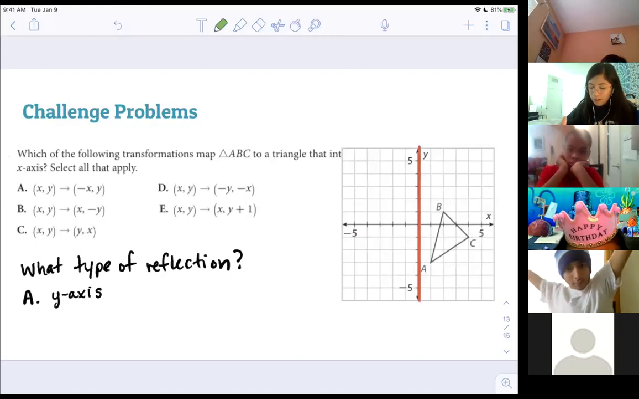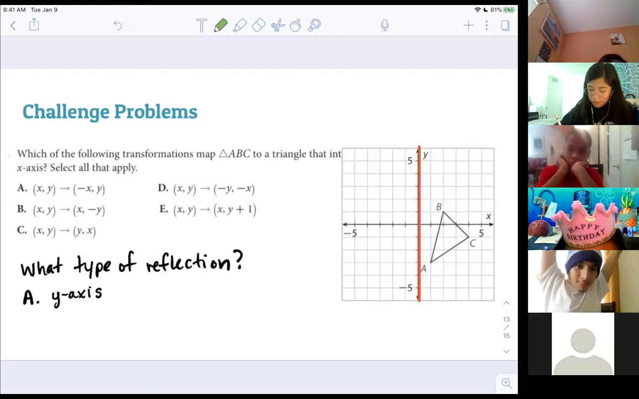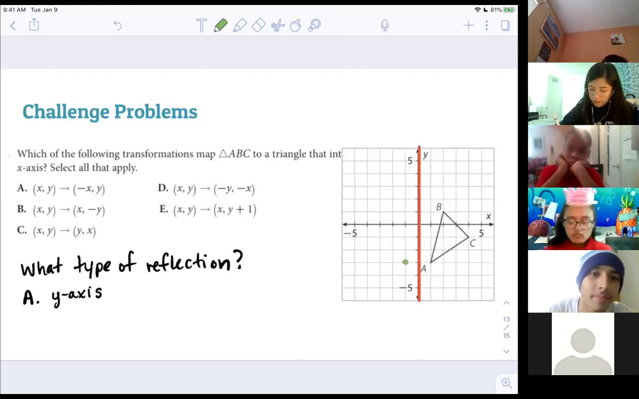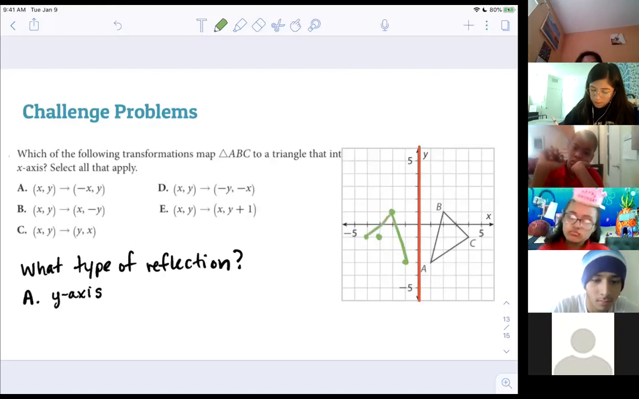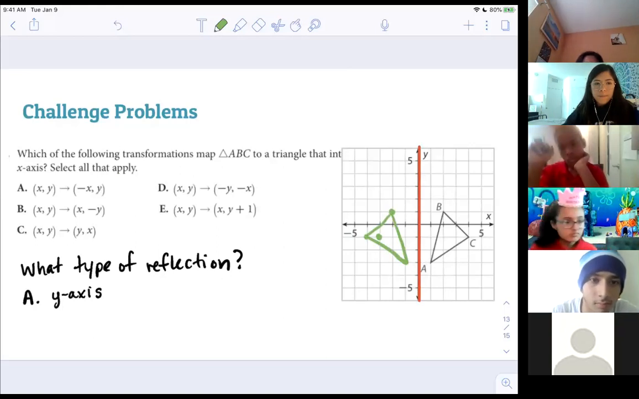Okay, I'm going to draw it. Every point is reflected across the line. So it's going to look something like this. Maybe that was somewhere over here. Doesn't have to be perfect. Does that cross the x-axis? The green triangle, does it touch the x-axis?